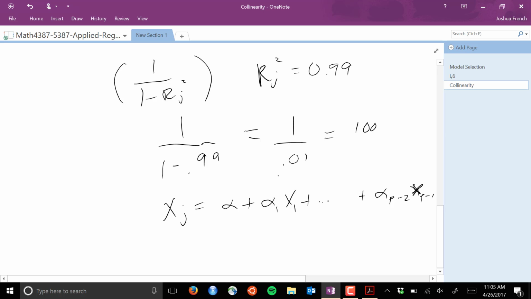And so some of these might not be significant. So for example, this one might be significant. All the other ones in between are not significant. But then this one is also significant. And essentially, if the regression coefficients here, alpha 1 and alpha p minus 2, are significant, that means that these values are non-zero and xj is linearly related to x1 and x p minus 1.